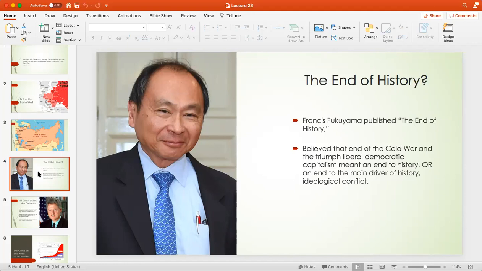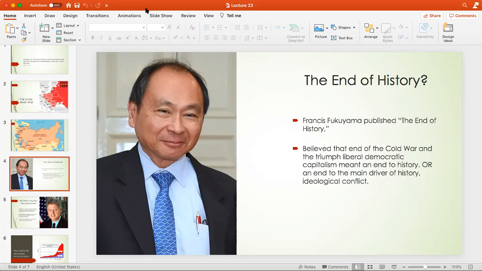Now, the reason I'm talking about this is not so much because it's accurate, and it's one of the differences between a philosopher and a historian. I think no historian at the time really believed this. And Fukuyama, I think, meant it a little bit more as raising a question about what the future will look like.